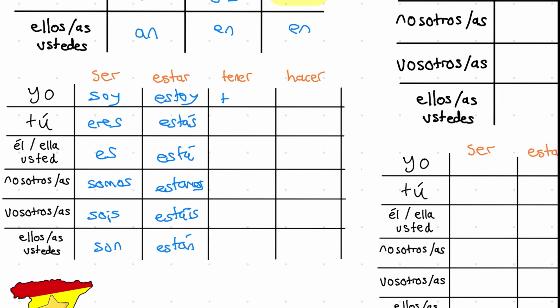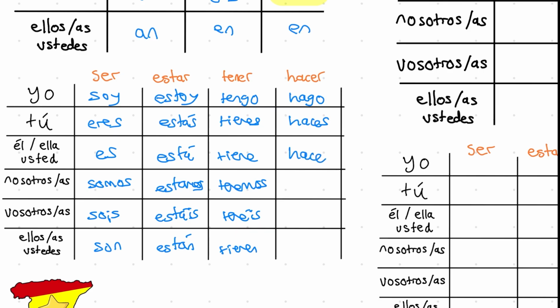Tener is to have, so tengo, I have. Tienes, you have. Tiene, he, she, or it has. Tenemos, we have. Tenéis, you guys have. And tienen, they have. And lastly, hacer, hago, I do or I make. Haces, you do or you make. Hace, he, she, or it does or makes.